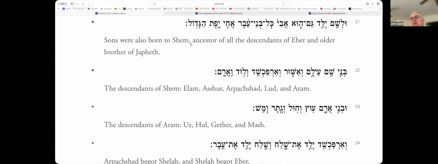By the way, that's a giveaway right there. Ever, the ancestor of. Why did it mention Ever now? Because we haven't gotten to him yet. He's a few generations later. So why did it mention him? That's because Ever is definitely one of those ancestors who's a standout. We don't know why. But we do know that the word Ever is the ancestor for the word Hebrew.